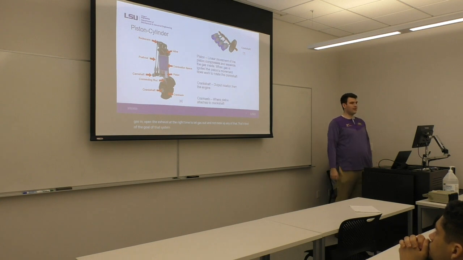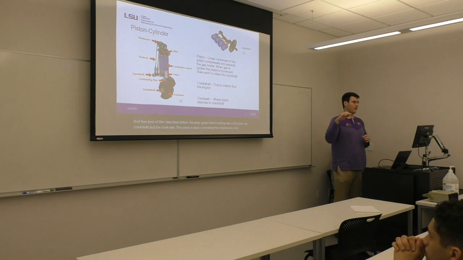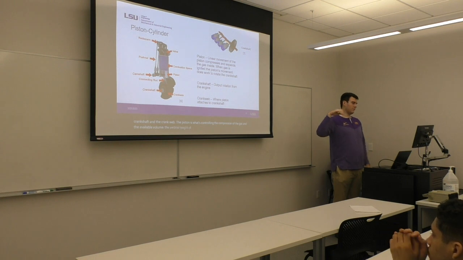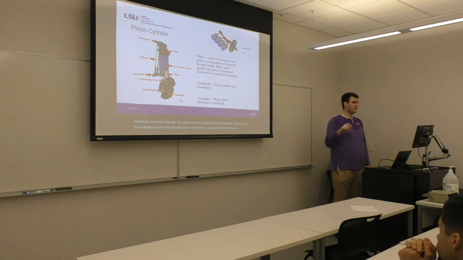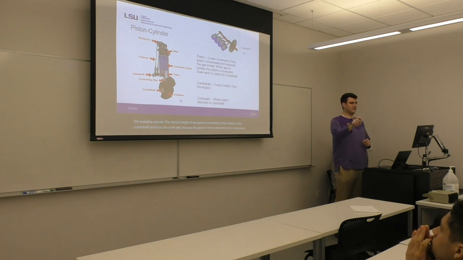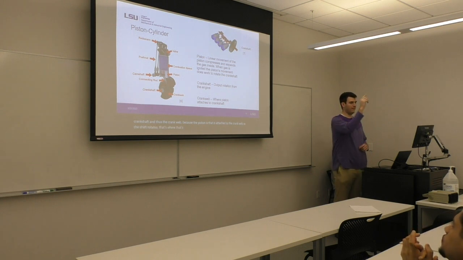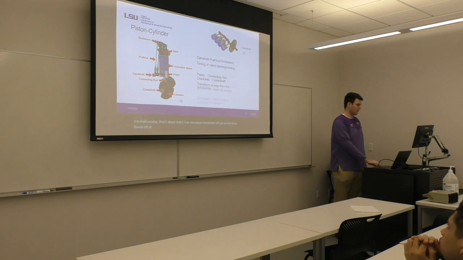And then, like I described before, the other system that's working here is the piston, the crankshaft, and the crank web. The piston is what's controlling the compression of the gas and the available volume. The vertical height of the piston is controlled by the rotation of the crankshaft and thus the crank web. Because the piston is attached to the crank web, as the shaft rotates, that's how the piston movement will go up and down. And this is kind of just a summary of what I just described.